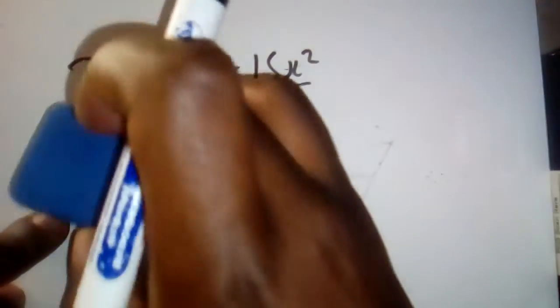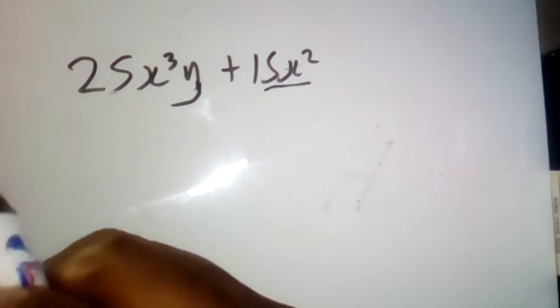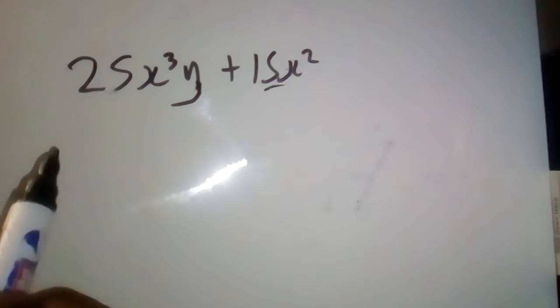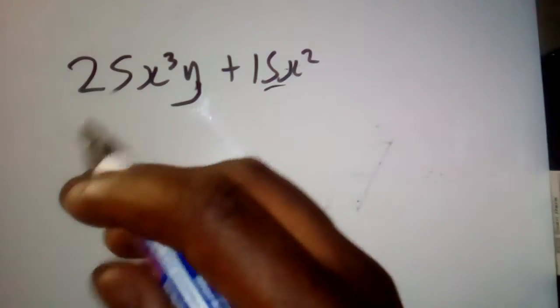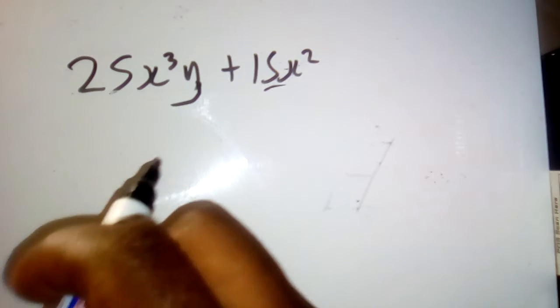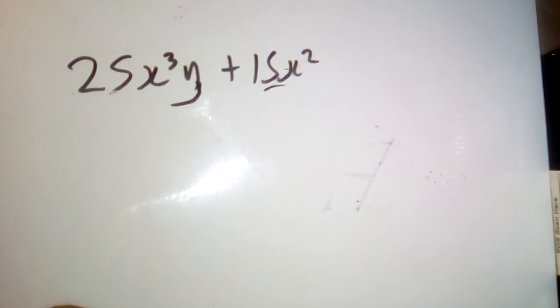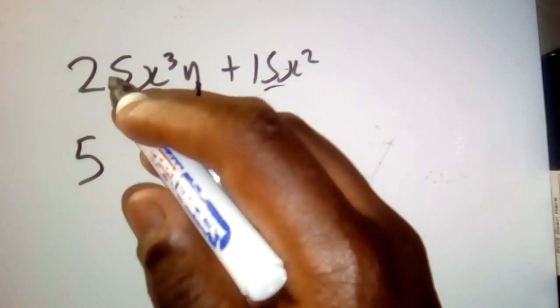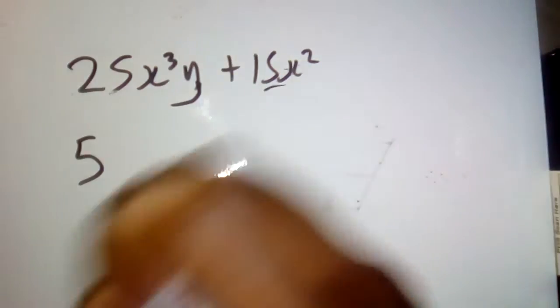So you find the highest common factor. We start with numbers, right? Let's find the highest common factors in terms of numbers. You start with numbers first, then you go to the letters. So what's the highest common factor for 25 and 15? Well, the highest common factor is a number that both of them can divide by, right? So the highest common factor for both of them is 5, because 25 is divisible by 5 and 15 is also divisible by 5.